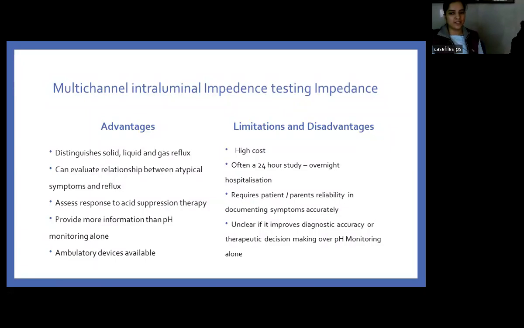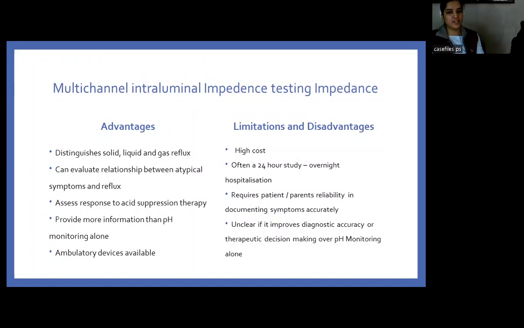However, it has some limitations such as high cost and limited availability. 24-hour studies require overnight hospitalization. It requires patient and parents' reliability in documenting symptoms accurately. And it is unclear if it improves the diagnostic accuracy or therapeutic decision-making over pH monitoring alone.